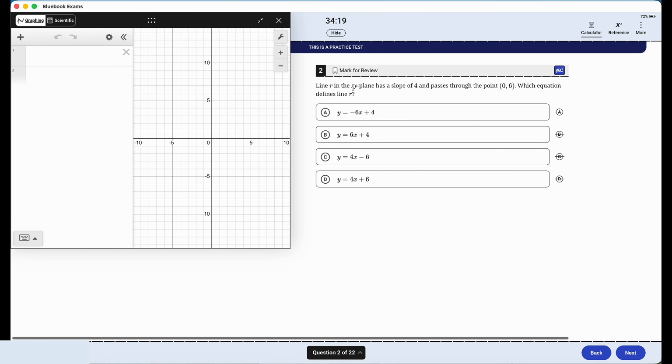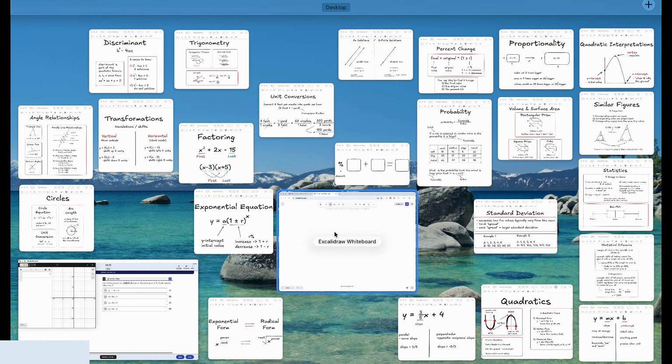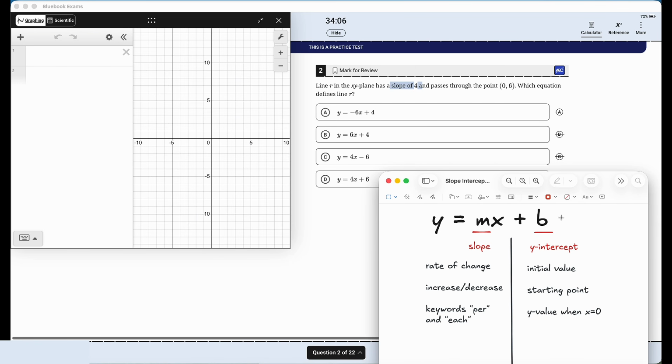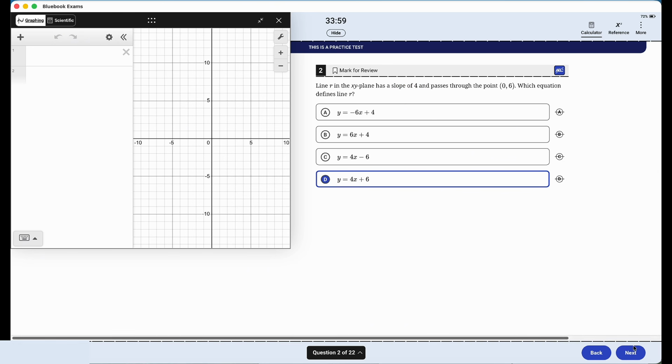Next one, line R has a slope of 4 and passes through (0, 6), right? So this is just the basic equation of a line. Slope 4, remember, where's our stuff with lines? Right here, you have just two parts, your slope and your y-intercept, right? And that's both the parts they give you here. Slope 4, that's 4x, and y-intercept 6, so D.